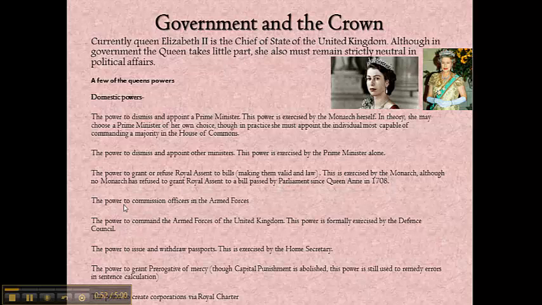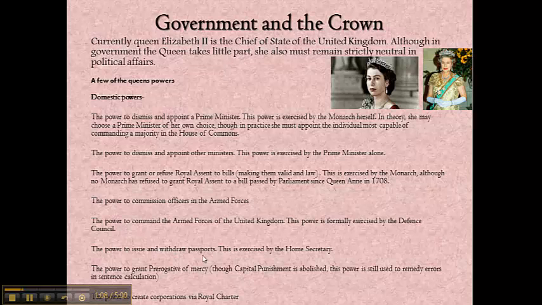Below that, the power to commission officers in the armed forces. That's a really big power. I thought that was kind of cool. The power to command the armed forces of the United Kingdom. This power is formally exercised by the Defense Council.